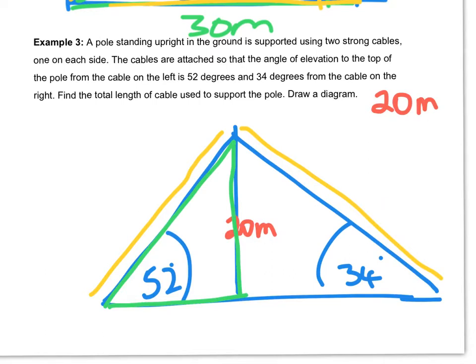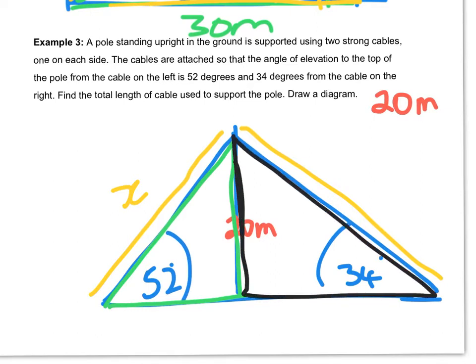So what I'm going to do is find this x here. Well, you have 52 degrees, you have a 20 and you have an x, so it's opposite and hypotenuse, so you're going to do sine with those measurements. And then if you look at the triangle on the right, which I'm going to highlight in black, in this one you have a 34-degree angle, you have a 20-meter side opposite it, and we want to know the x. Well, we'll call it y here because it's going to be different. So you can use the sine ratio again to find y.